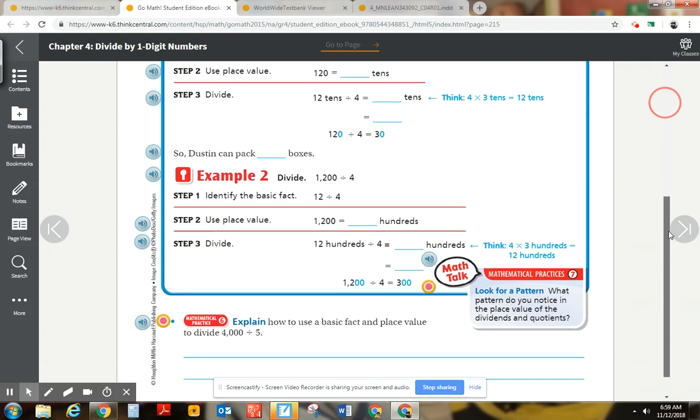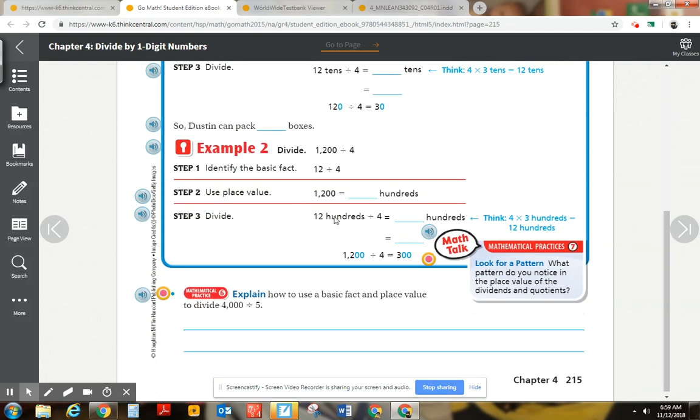And in this problem, we're dividing 1,200 divided by 4. So once again, we're going to write it down and underline those basic facts. Make sure that we write it down both ways.